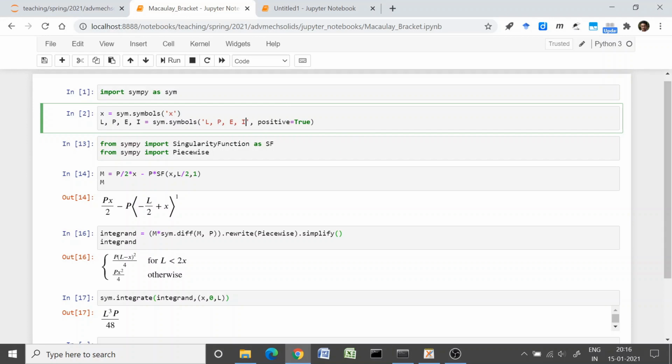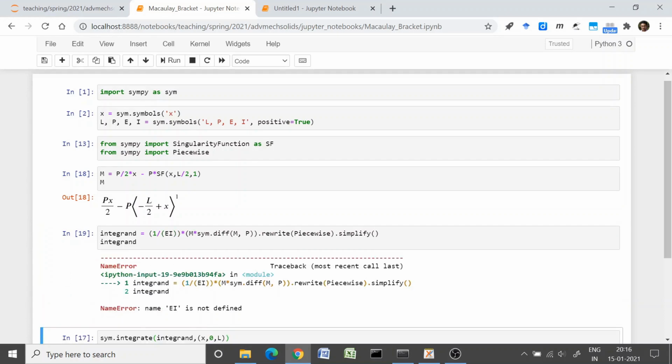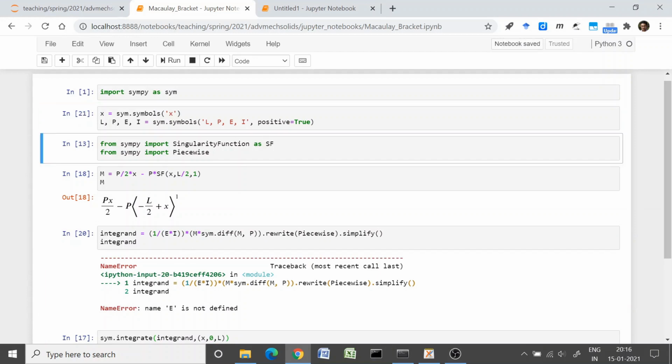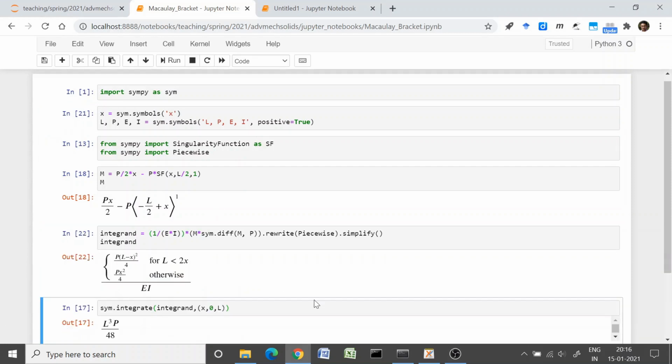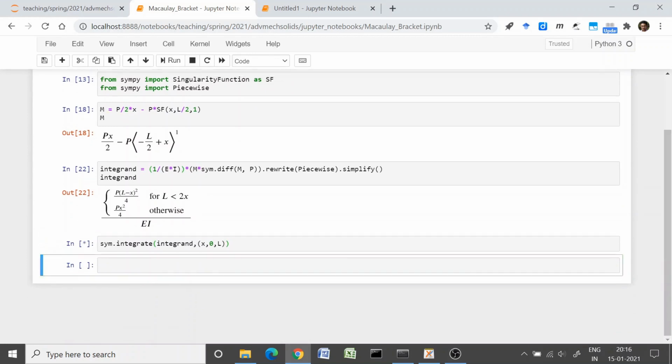So we'll keep this thing like this. The integrand, however, I'll just multiply by 1 by EI. Sorry, E times I. I didn't run this, I think. All right. Now it should give me the correct answer.